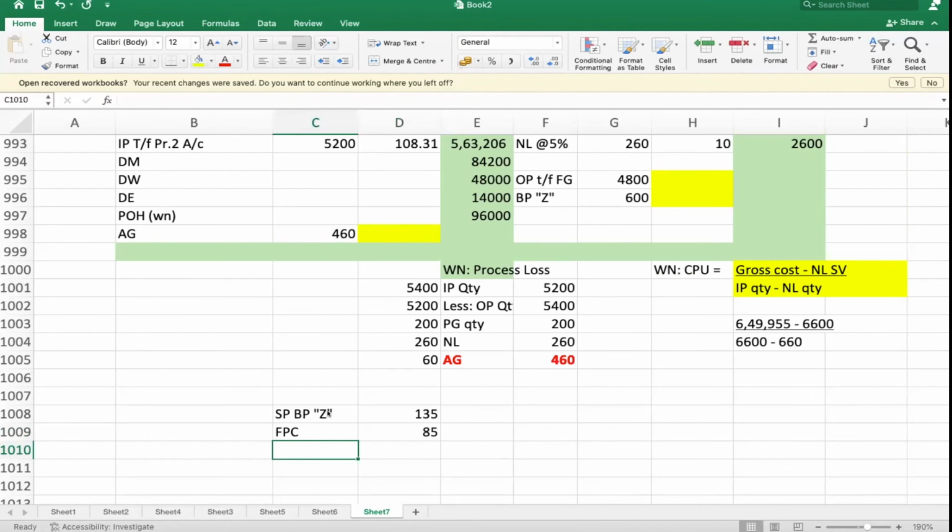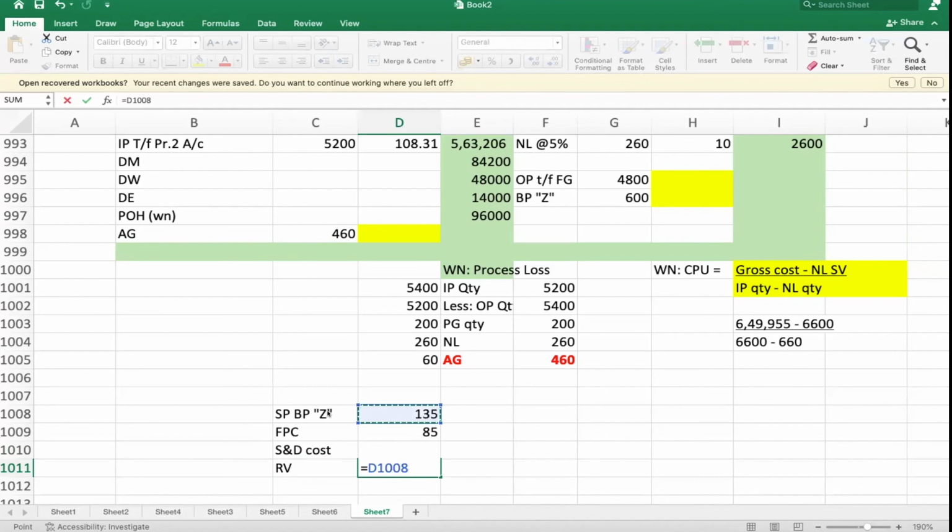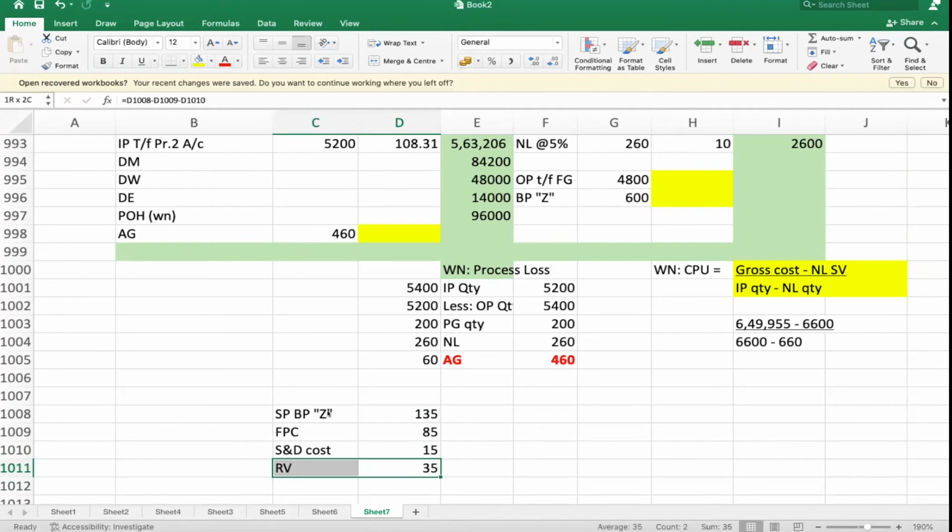In addition to that, selling and distribution cost. How much are the selling expenses given in this question? 15 per unit. 15 only. So how much is the realizable value? Out of 135, further processing cost 85 gone, selling and distribution 15 rupees gone. Balance how much? 35 rupees. Understood? Are you with me or not?